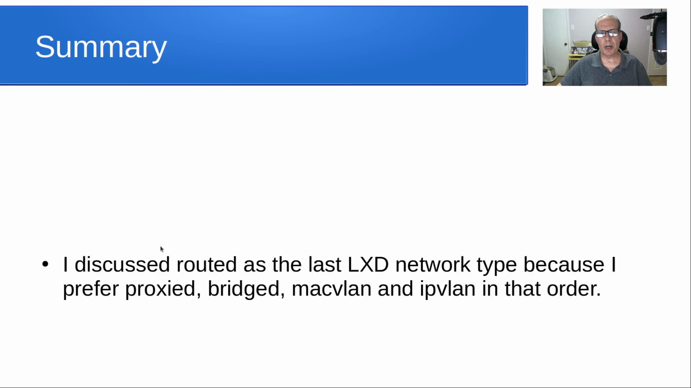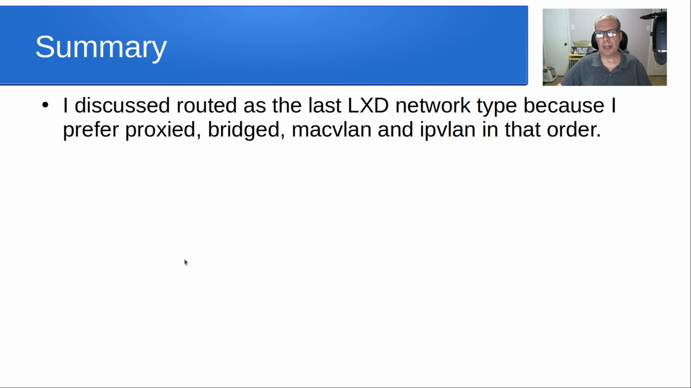So in summary, I discussed routed as the last LXD network type because I really prefer proxied, bridged, macvlan, and ipvlan in that order. And actually myself, I'm kind of partial to bridged and macvlan, but I can see how a specific use case of passing only selected ports makes a proxied connection much more attractive to some people, or in operating from a VPS.